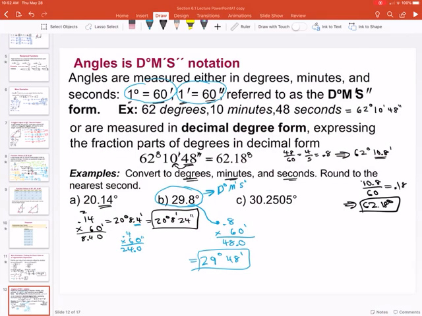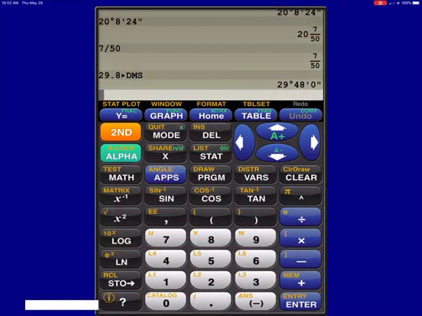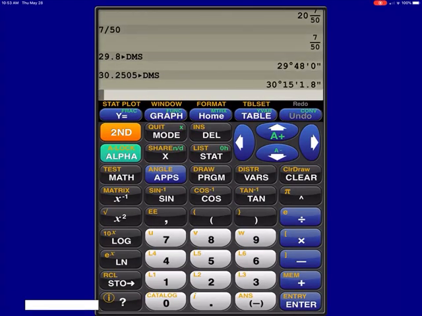Now I wanted to show you one where if we had to round, let's look at this last one. Let's convert it over to DMS. So let's put it in degrees, minutes, seconds notation. And let's let the calculator do that for us. So let's go back here to our calculator and let's type it in. 30.2505, second angle, command 4, DMS. Got 30 degrees, 15 minutes, and 1.8 seconds.